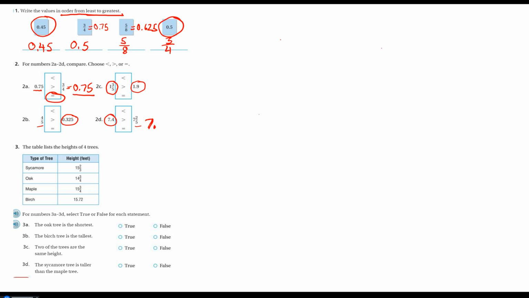All right, and number 3, same thing here. You're comparing these 4 trees. 1 is already in decimal form, so we can leave that, and then we just need to change these 3. I'm going to change one of them for you. Let's go ahead and change the 15 2/3. So again, the 15 is the big number, so it's going to be 15 point something.